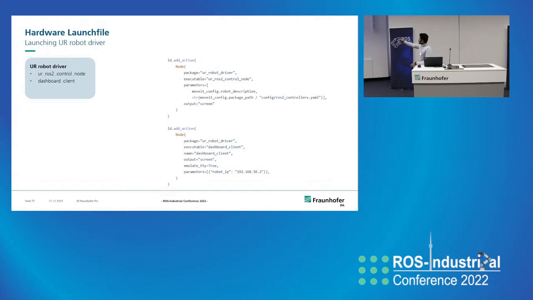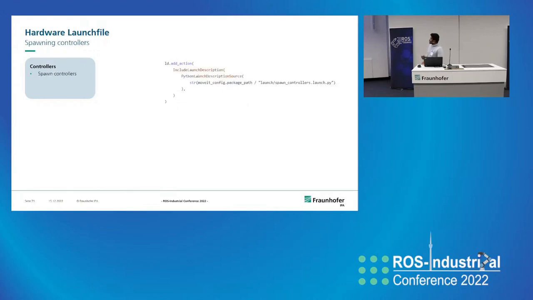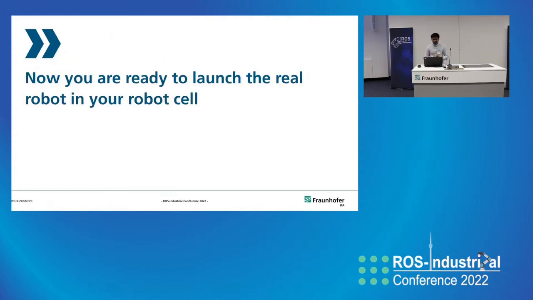And then from the UR driver, we just add those nodes that we need to start, which is basically the UR ROS 2 control node, the dashboard client, and finally the controller stopper. And then for spawning controllers, we add that too, which is also created by our wizard. And finally, now we are ready to launch the real robot in your work cell.